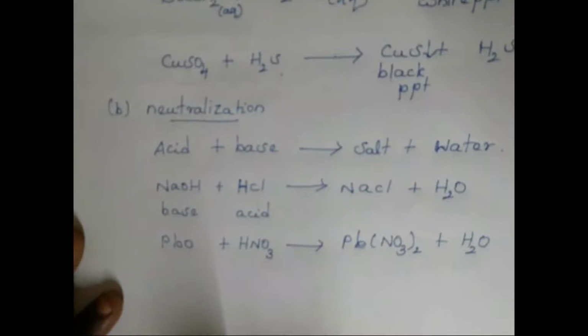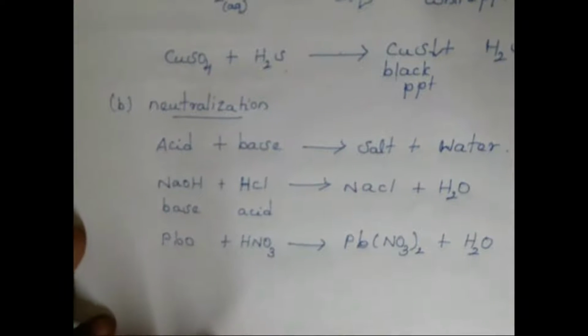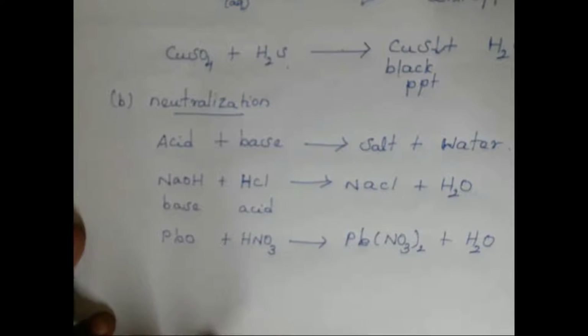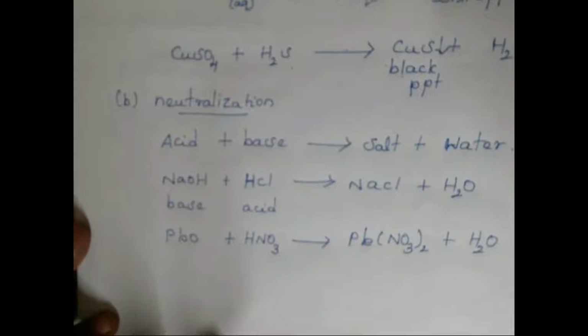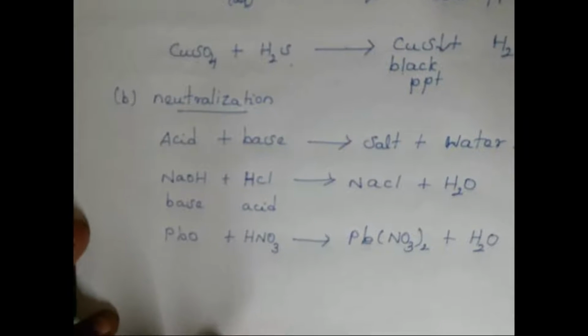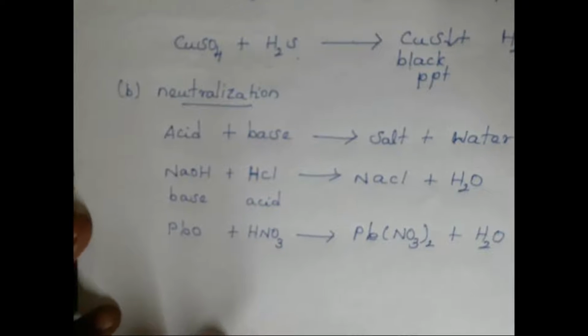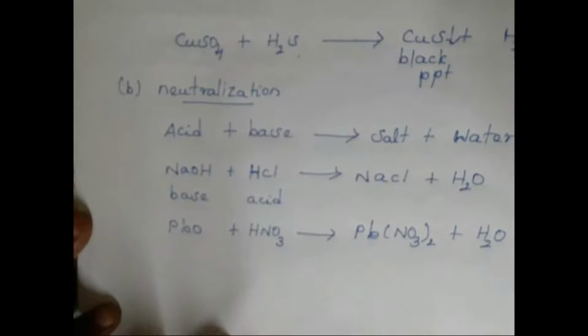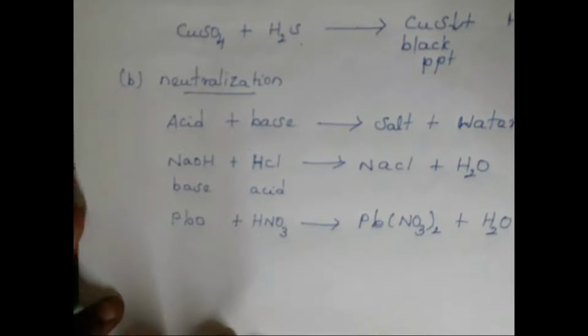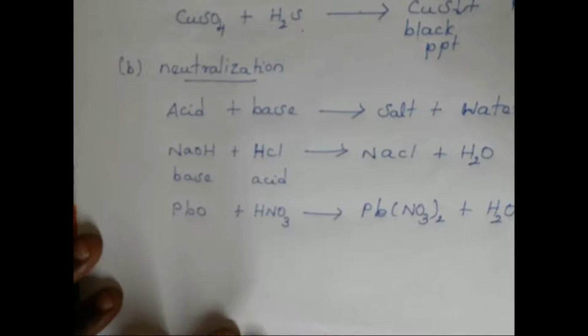Let us see the next type of reaction, neutralization reaction. What is neutralization? When you add a base to an acid, you will get salt and water. Such a kind of reaction is called a neutralization reaction. That is, the reaction of acid with a base, when it forms salt and water, is called a neutralization reaction. Let us see the example for this.